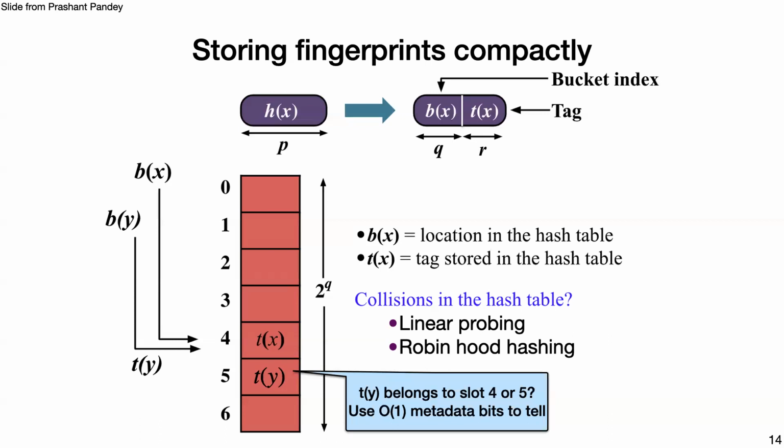Okay. And yeah, in either linear probing or Robin Hood hashing, in this example, even though T of Y and the other element are both supposed to go to bucket 4, we put Y into bucket 5 because there's no space in bucket 4. And somehow we need a way to tell if T of Y truly belonged to bucket 5, or if it was displaced from bucket 4. We can use order 1 metadata bits to tell us whether or not that's true.